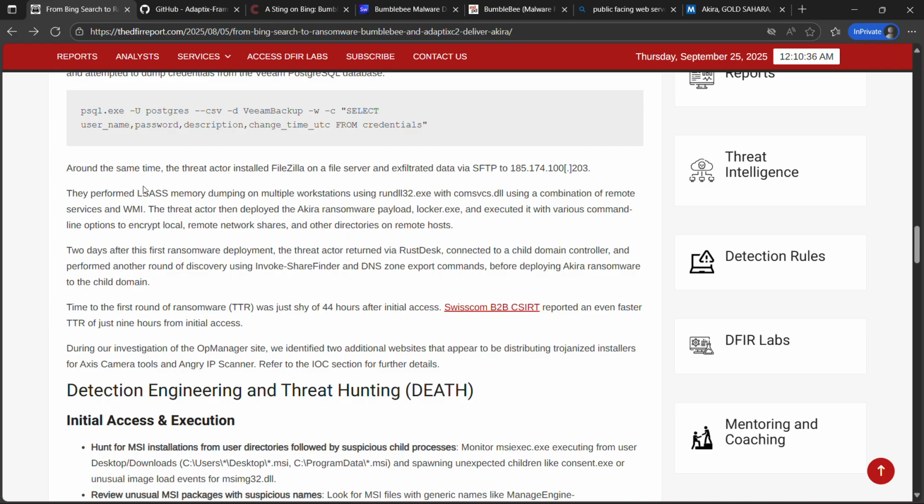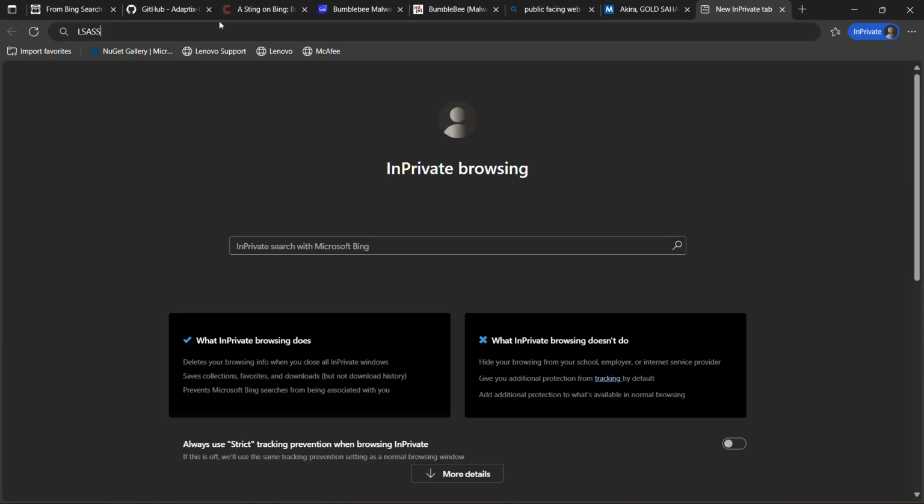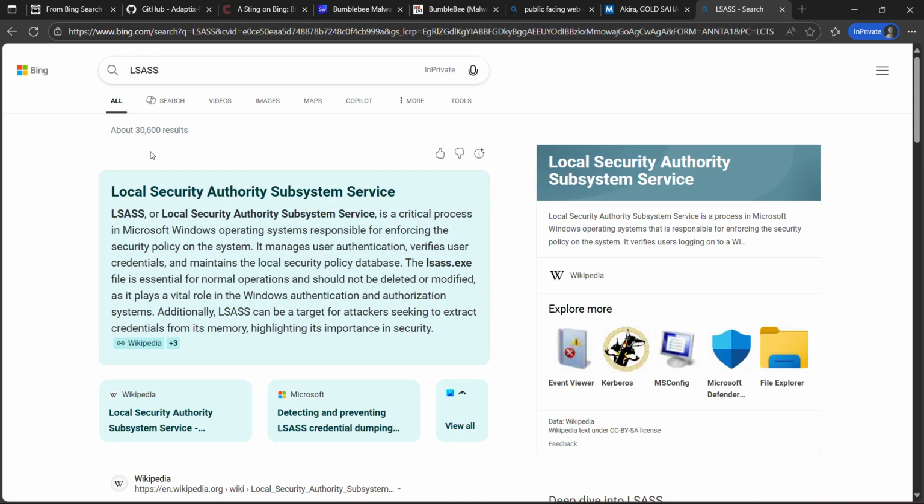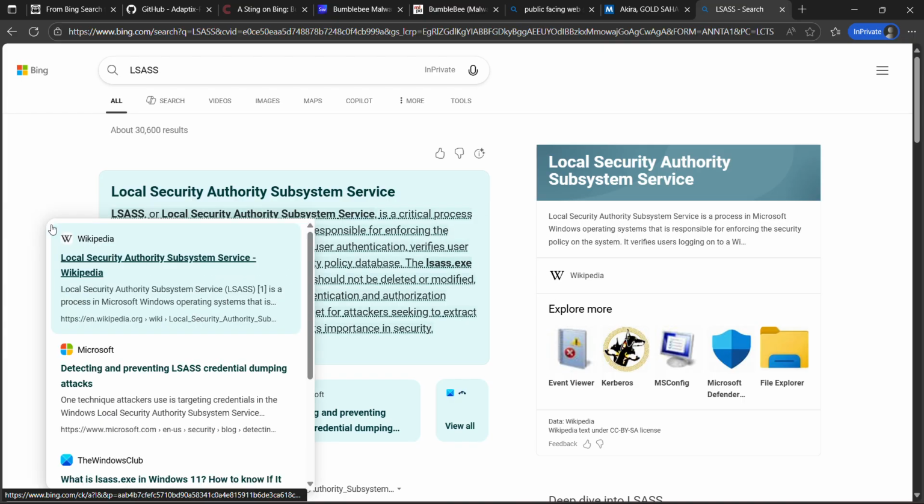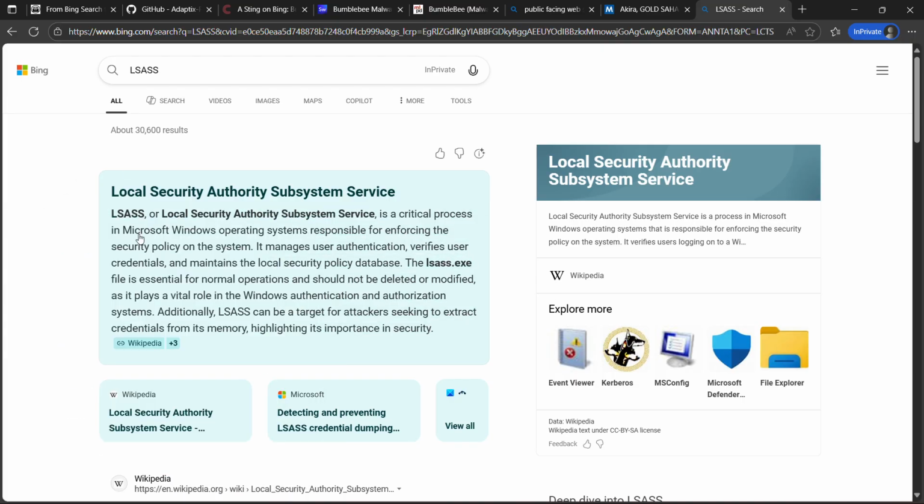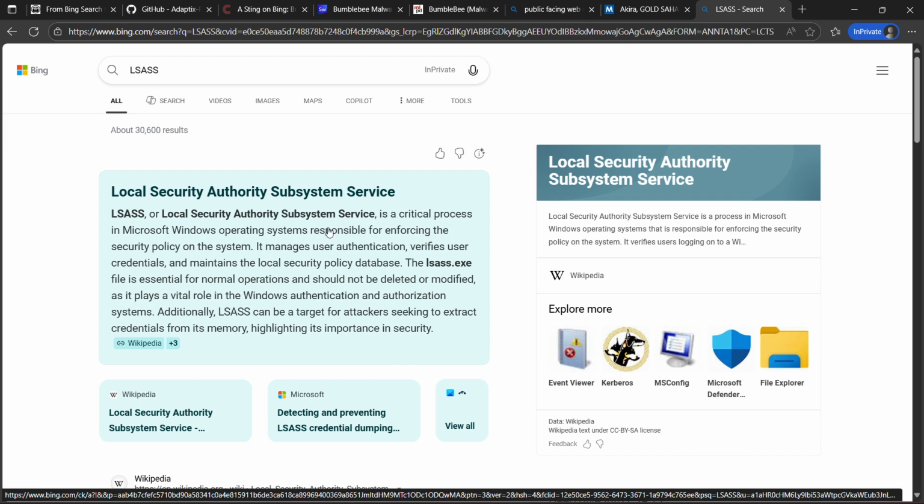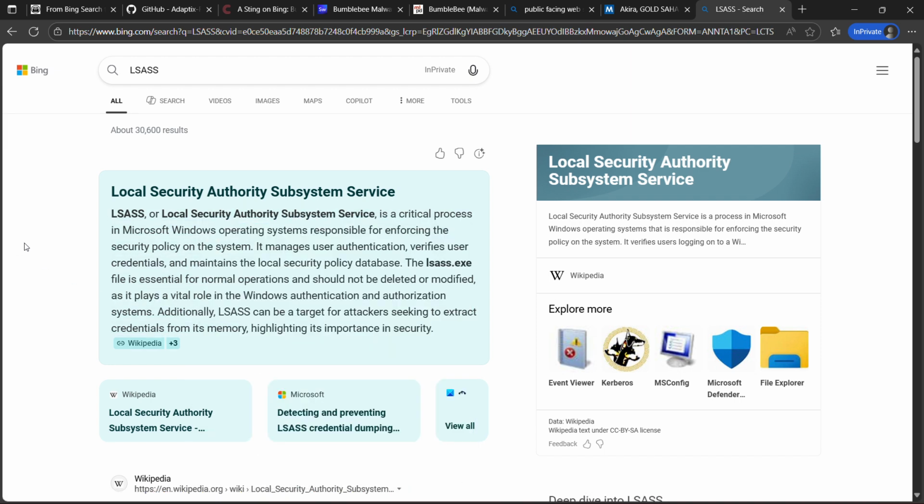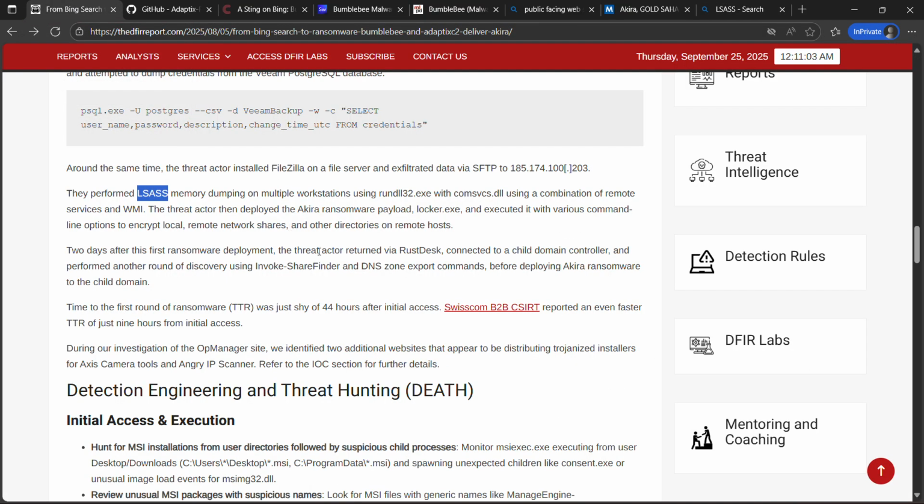They performed LSASS memory dumping. What does that mean? LSASS: Local Security Authority Subsystem Service. It's a critical process in the Microsoft Windows operating system responsible for enforcing the security policy on the system.